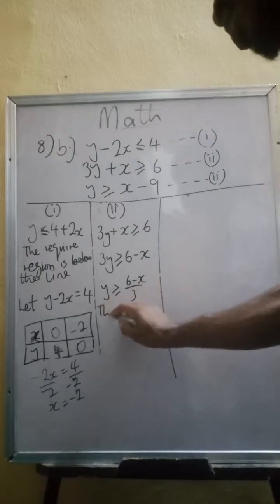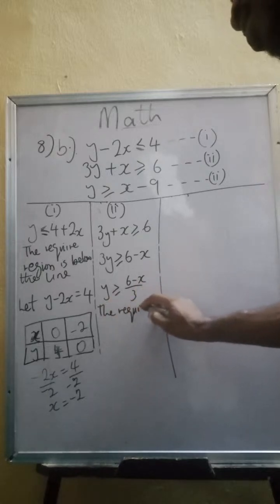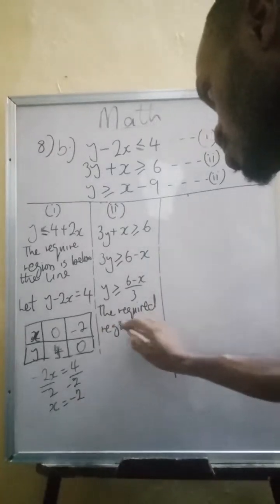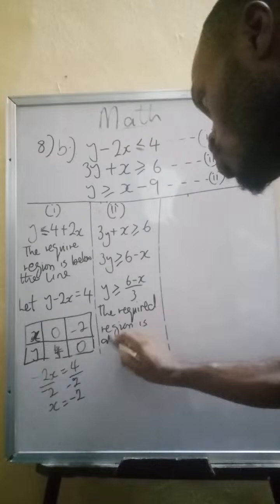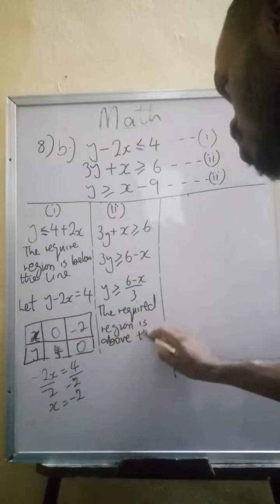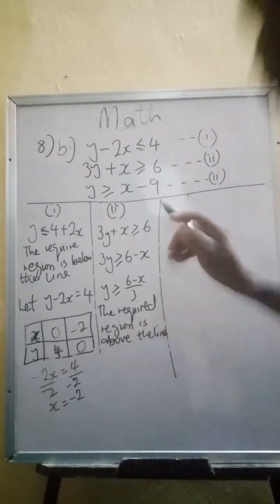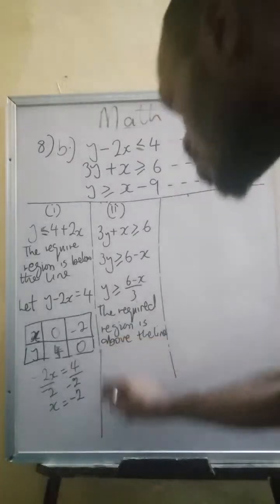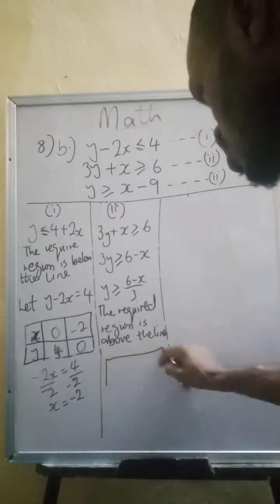So the required region is above the line. Now let's move on to finding 2 points at least on which the line could be drawn. And as usual, we get your table.